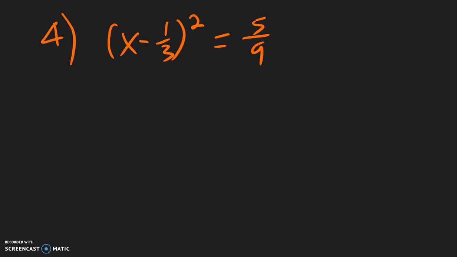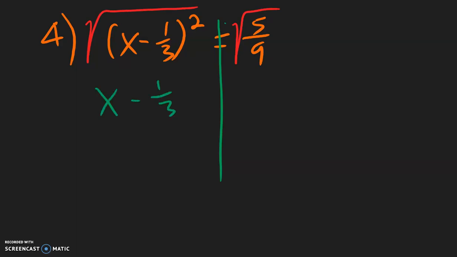Number 4 is very similar to number 3, but just with fractions. But the steps are the same. So first we need to take the square root on both sides to undo the square. And that leaves you with x minus 1/3. Now on the right side, square root of 5 is a decimal. It'll give you 2 point something, so leave that as positive or negative square root of 5.